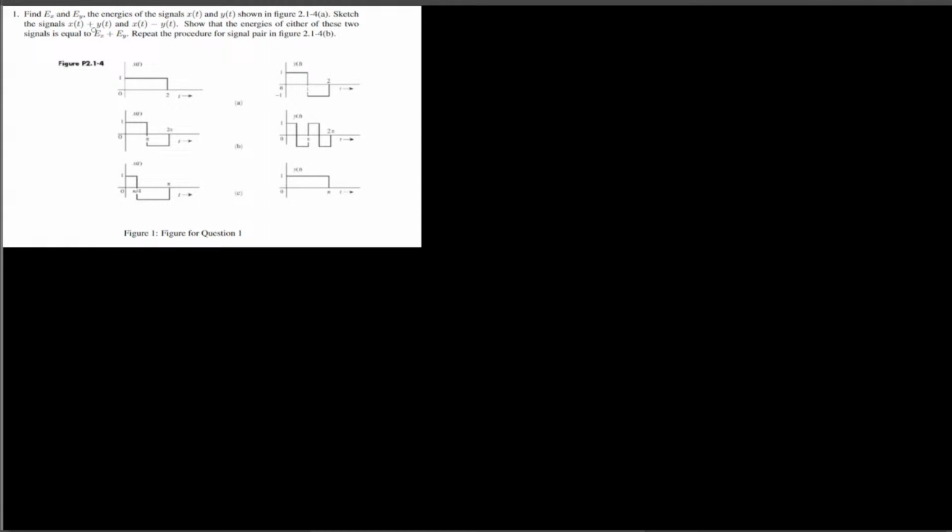Find Ex and Ey, the energies of signals x of t and y of t, shown in figure 2.14a. Sketch the signal x of t plus y of t and x of t minus y of t, so that the energy of either of these two signals is equal to Ex plus Ey. Repeat the procedure for the signal pair in figure 2.14b. So they're just asking us to do A and B. Okay, so C is unnecessary. We are going to do this and also this.